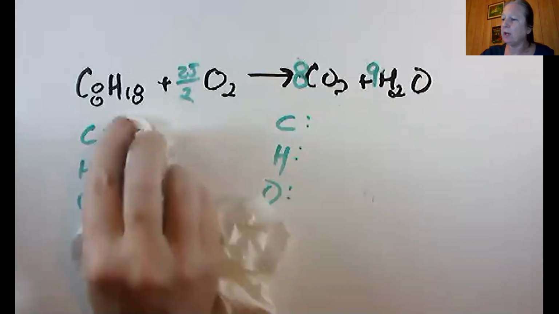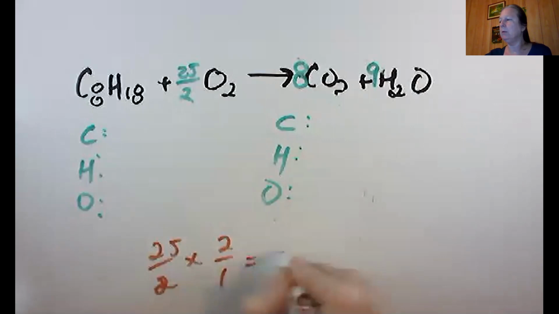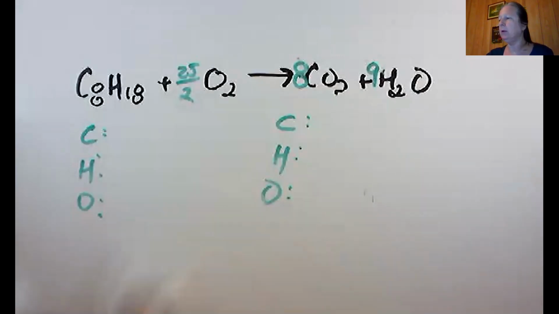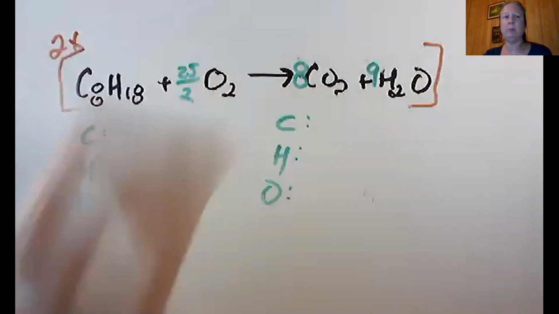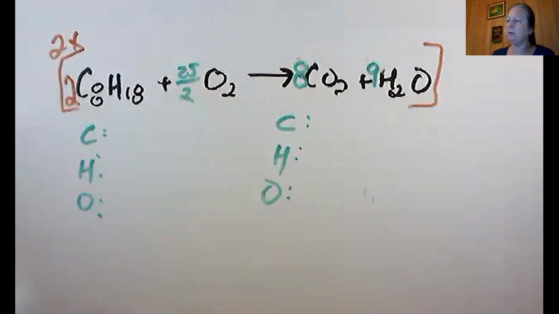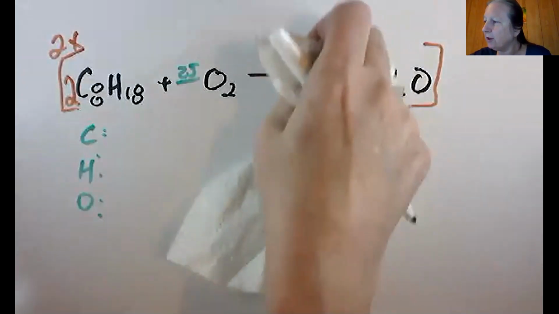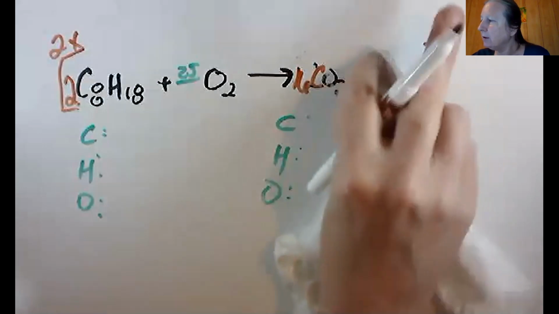So I have to get rid of that fraction. Now, how do I get rid of 25 over 2? How do I change that into a whole number? You multiply times 2, right? But I can't just multiply this times 2. Anything I do to 1, I have to do to all of them. So I'm going to. You multiply everything within the brackets times 2. So I now have 2 here. I have 25 there. 2 times 8 is 16. That's a C. And 2 times 9 is 18.